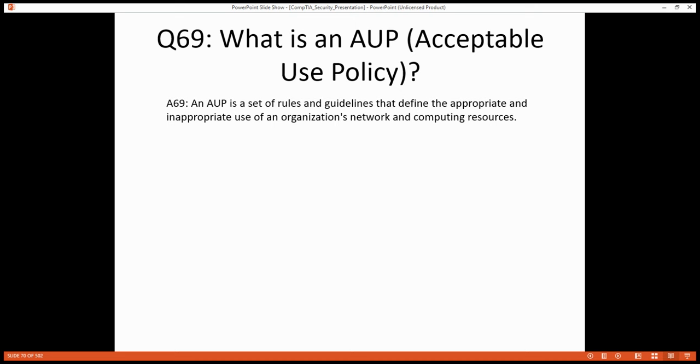Q69. What is an AUP, acceptable use policy? A69. An AUP is a set of rules and guidelines that define the appropriate and inappropriate use of an organization's network and computing resources.